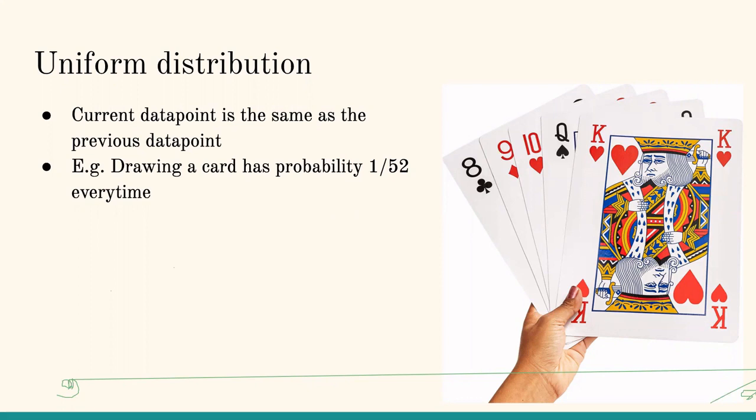So now let's say I create a data set where each cell or each data point is the probability of drawing a card. That means you can fill up the data set by drawing different cards every time. And every time you draw the card, you put the probability of drawing that card. So all the data points in that set are 1 over 52, which means it's a uniform distribution.